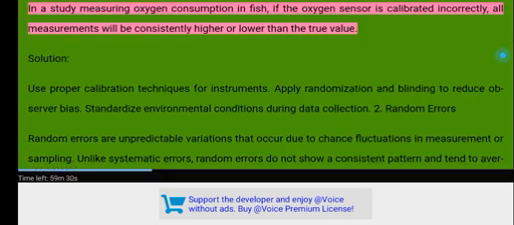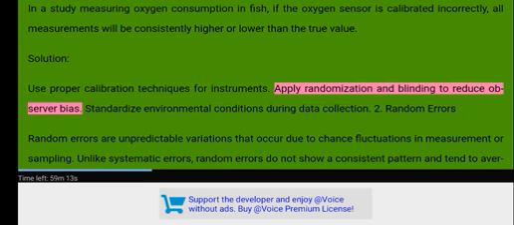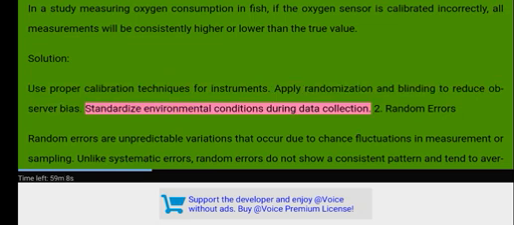Example of systematic error. In a study measuring oxygen consumption in fish, if the oxygen sensor is calibrated incorrectly, all measurements will be consistently higher or lower than the true value. Solution. Use proper calibration techniques for instruments. Apply randomization and blinding to reduce observer bias. Standardize environmental conditions during data collection.